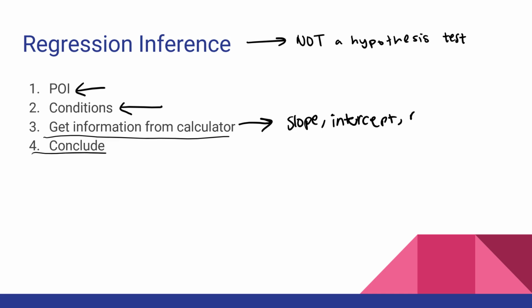And then you conclude. The conclusion here is a little bit different. Right now we're not going to be failing to reject or rejecting any null hypotheses. What we are going to be doing is interpreting the results that we got from the calculator. So we interpret the slope, the y-intercept, and the r value.